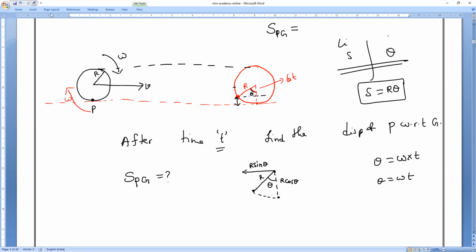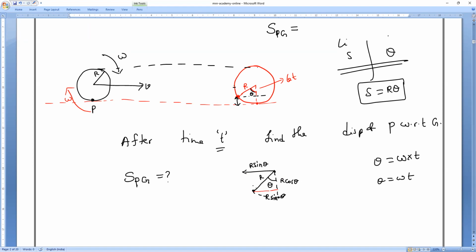So I will make a parallel shift. This R cos theta, can I imagine it down? Everybody, will you all agree with me? Yes, sir. All of you, yes, please respond. So I assumed R cos theta here. So I'll just make it. So this is R sin theta, and this is R cos theta.